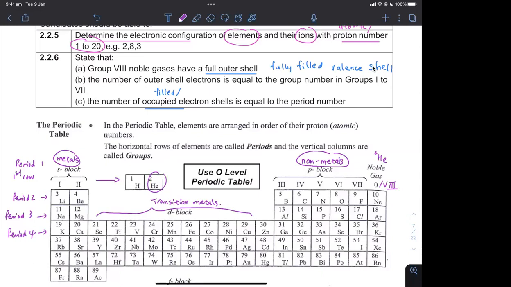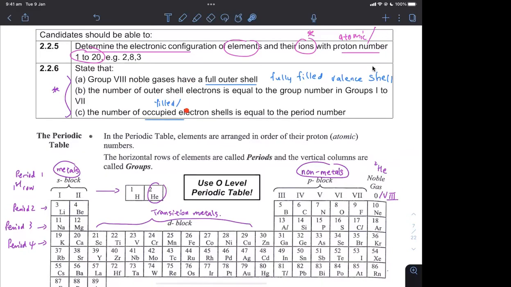So there are 3 things that you need to be aware of from what you had drawn for the electronic configuration of the first 20 elements. These are the 3 important features. The noble gases have a fully filled outer shell. Yes, they are group 8, and we said that the number of outer shell electrons is equal to the group number, but only for group 1 to group 7.